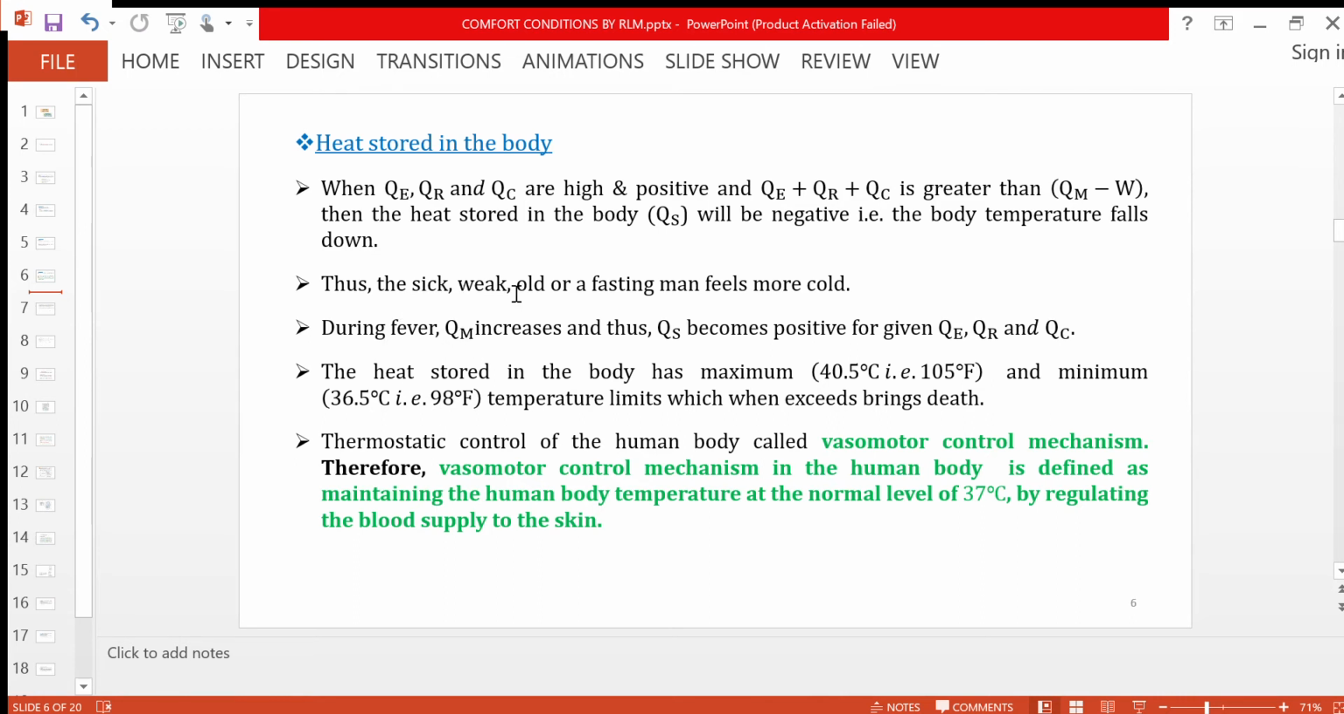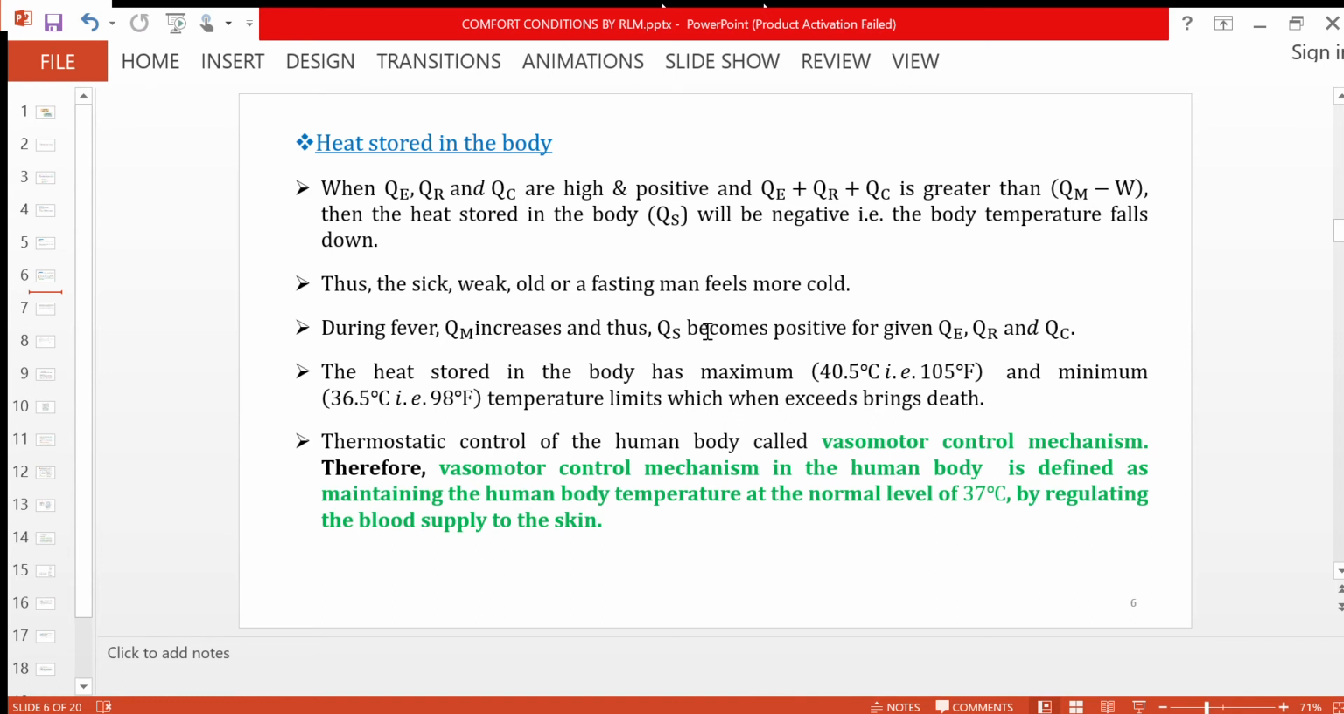Thus a sick, weak, cold, or fasting man feels more cold because this amount is less. During fever, which normally happens due to viral infection, Qs becomes positive, which leads to an increase in the body temperature.